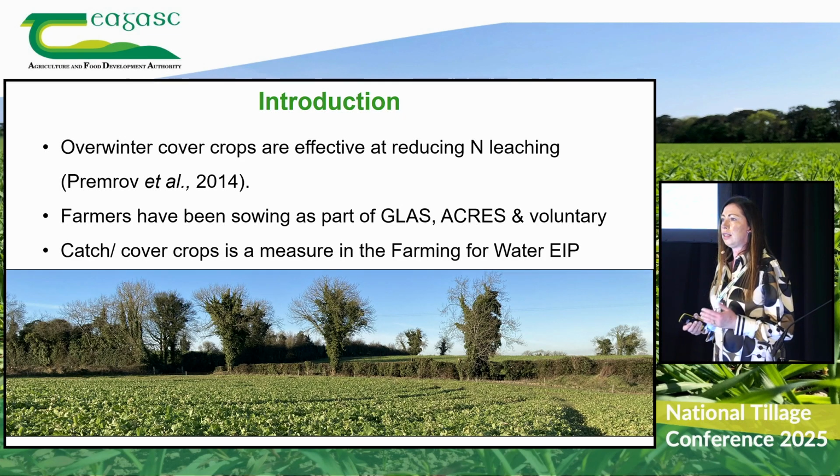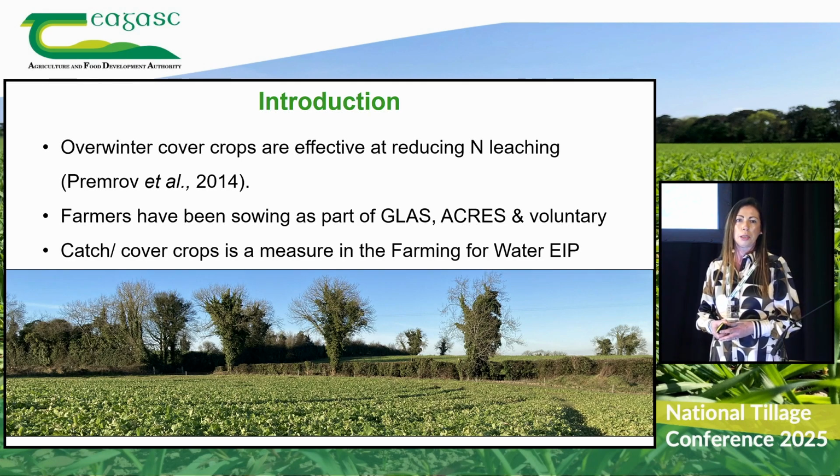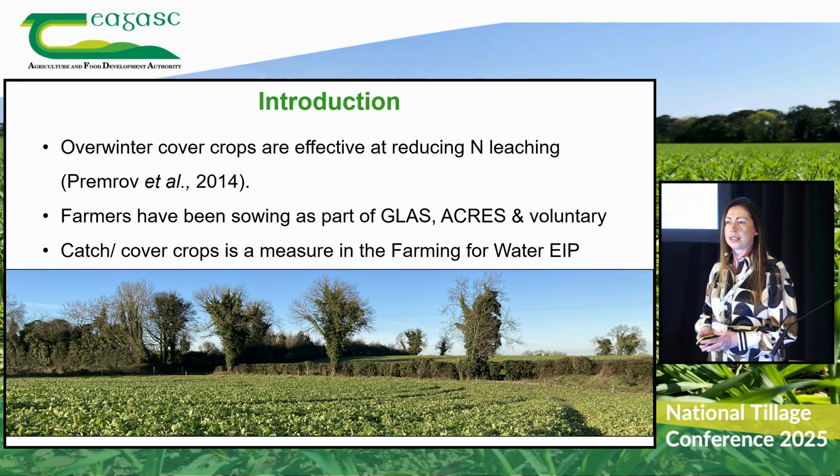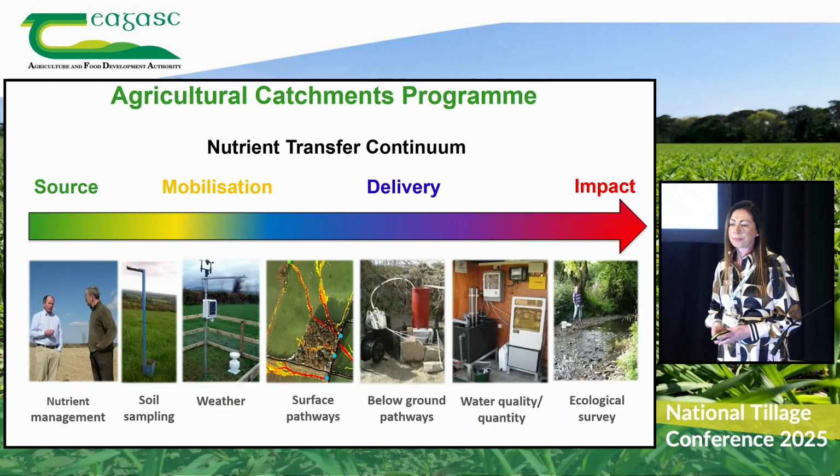And the cover crops are a measure within the Farming for Water EIP book of measures. So it's measure 6 within that book of measures. And that was available in 2024 for farmers to apply for.